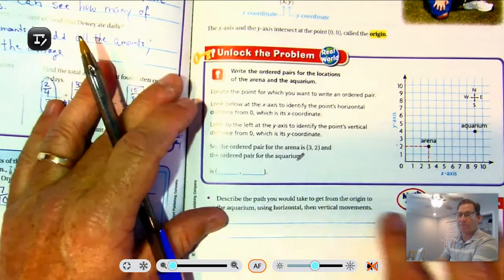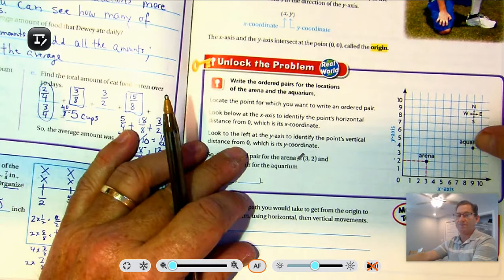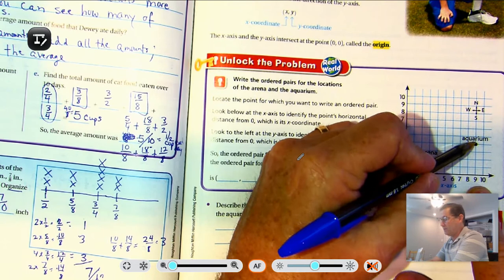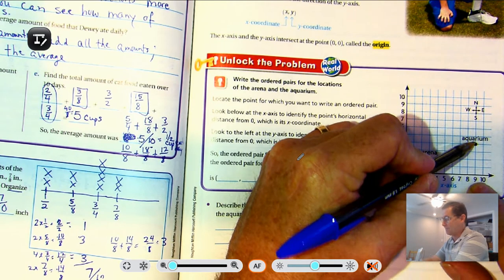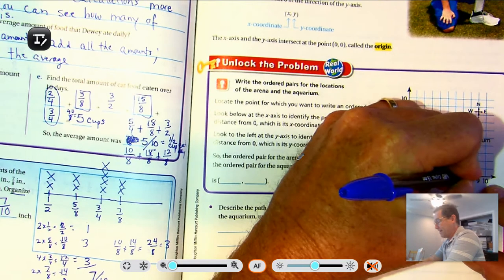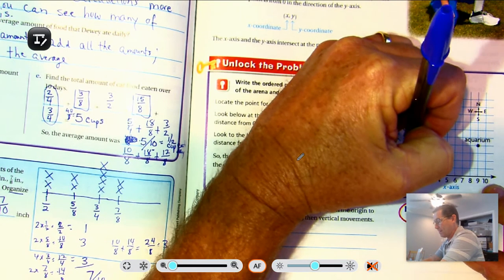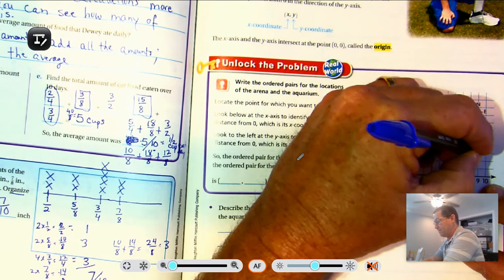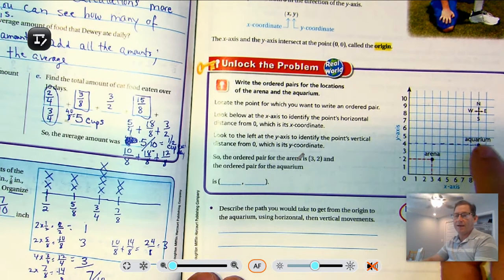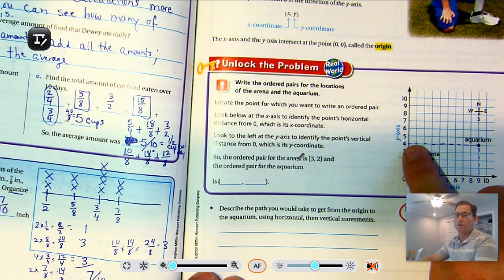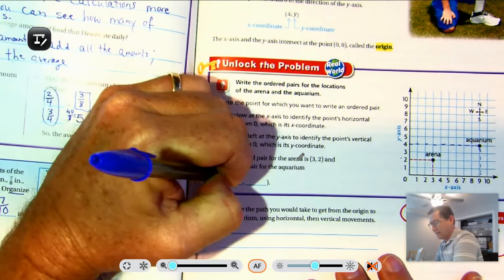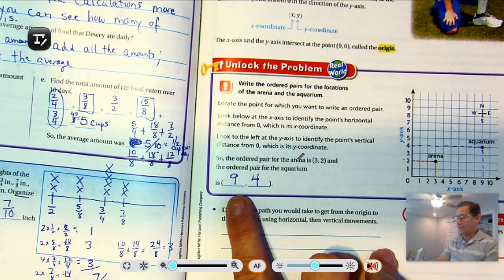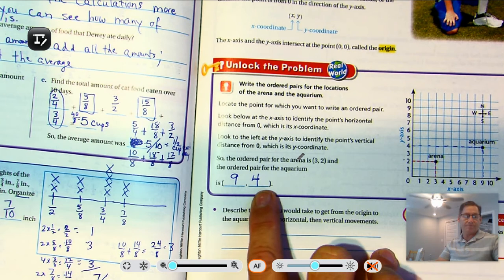Now, how about for the aquarium? Well, let's see. The aquarium is right here. If I go across from 0, I see that the dot for the aquarium is above the 9. We can draw a dashed line at 9. And how high is it? It's at 4 along the y-axis. So the aquarium, we would say, is located at 9, 4. The 9 is the x coordinate, and the 4 is the y coordinate.